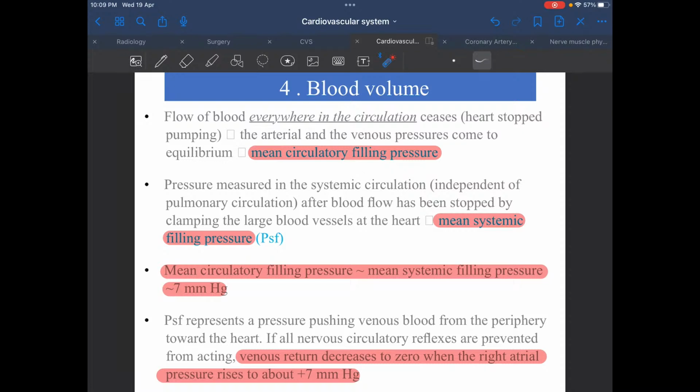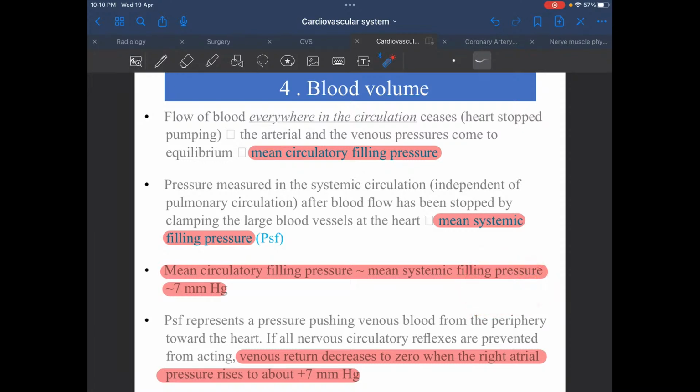We have two types of mean circulatory filling pressure. We can have a mean systemic filling pressure. Okay, so the pressure measured in the systemic circulation after the blood flow has been stopped, that is known as the mean systemic filling pressure. That is the PSF. And usually this PSF equals the mean circulatory filling pressure, and that amounts to be about 7 millimeters of mercury. Okay.